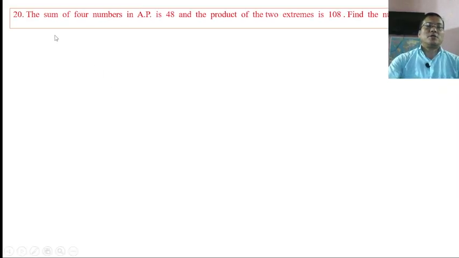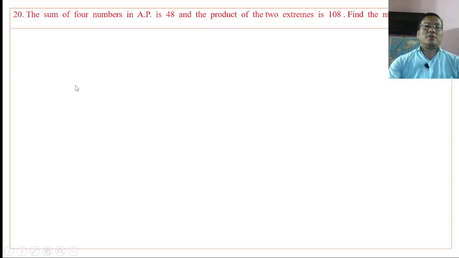Question number 20. The sum of four numbers in AP is 48 and the product of the two extremes is 108. Find the numbers. AP da laiba number mari ki tinsinabagi false 48 ne, matai da laiba number ani ki purinabagi false asina 108 ne. Find the numbers.